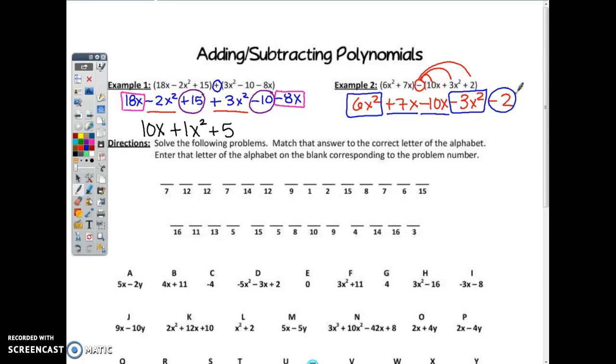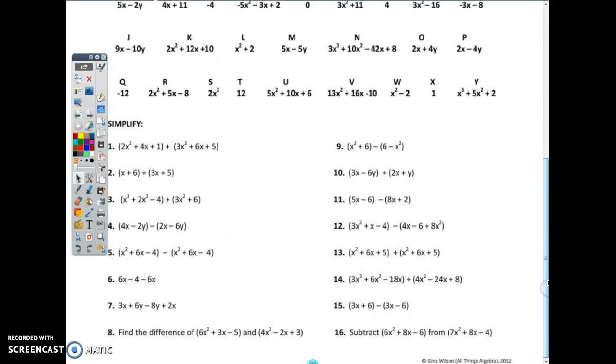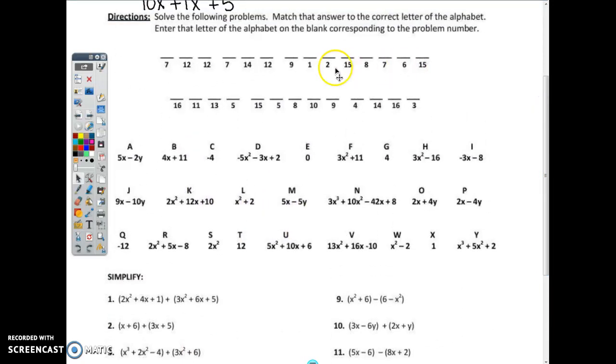And then work out the puzzle down here. These are the problems. These are the answers. They have letters. And they go up here to the number, like question 7, what's the letter? Question 12, what's the letter? And that'll give you an answer to the riddle. Okay? Finish it off. I'll be walking around checking and helping out.